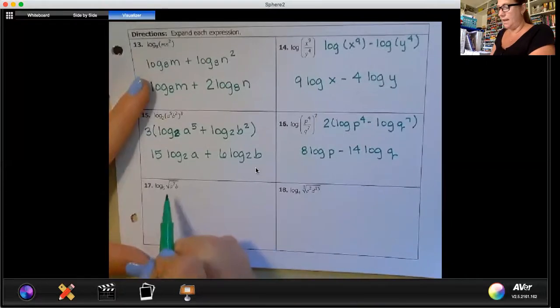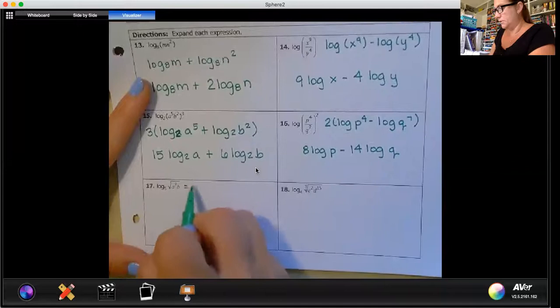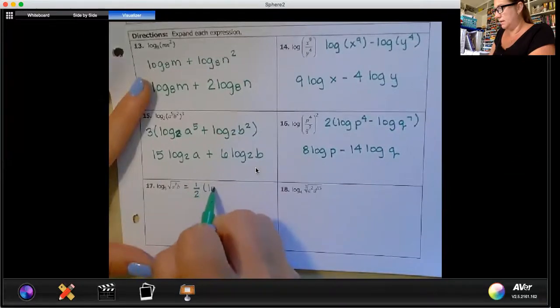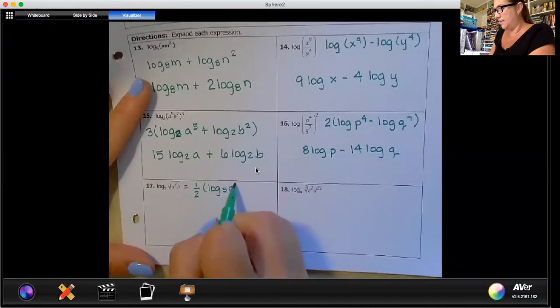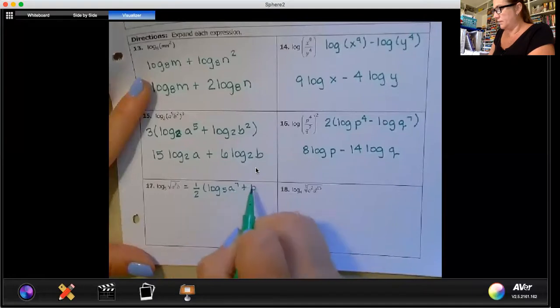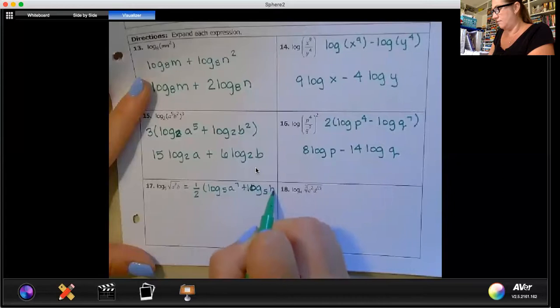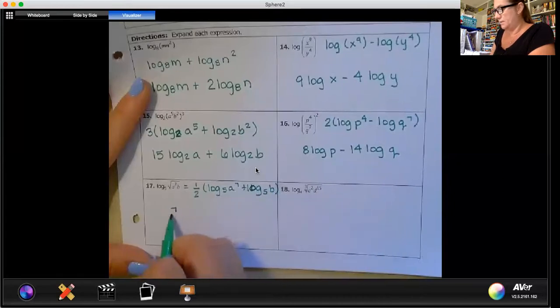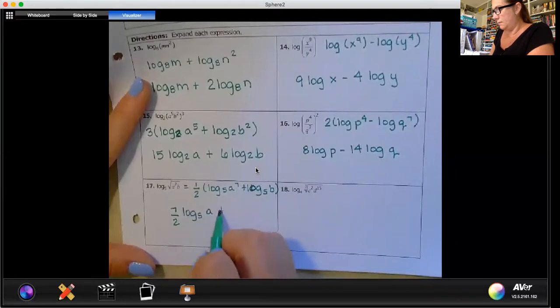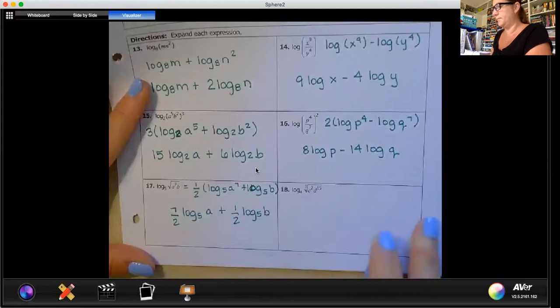So we have a to the 7th b. Square root of that is to the 1/2 power. So 1/2 log base 5 of a to the 7th plus log base 5 of b. So 7/2 log base 5 of a plus 1/2 log base 5 of b.